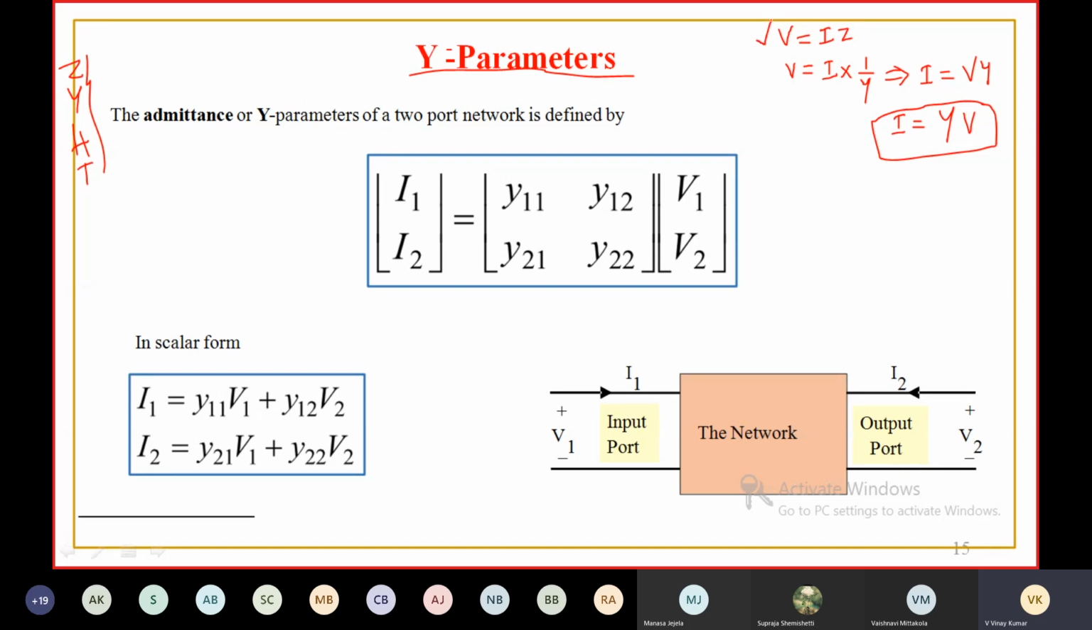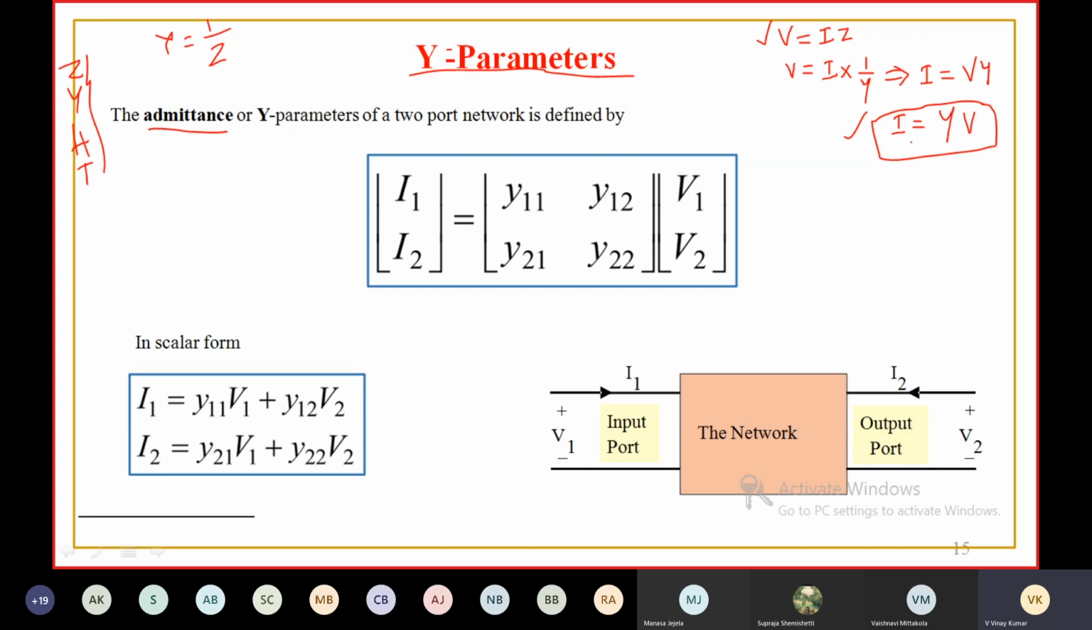We know V is equal to IZ. V is equal to I into 1 by Y, because Y is admittance. Y is equal to 1 by Z. It is the reciprocal of impedance. Admittance is the reciprocal of impedance, right? So this can be written as I is equal to YV.